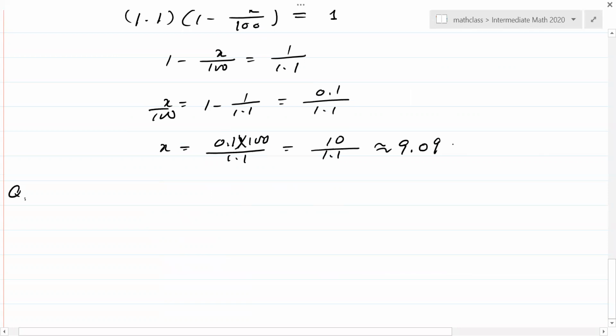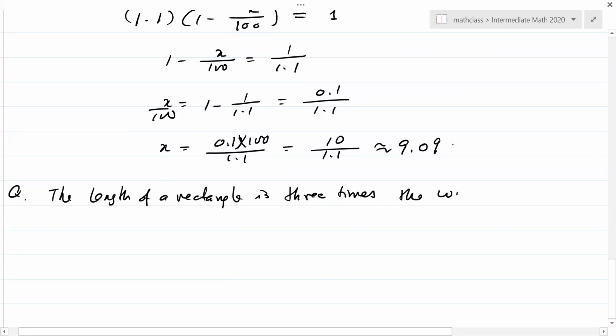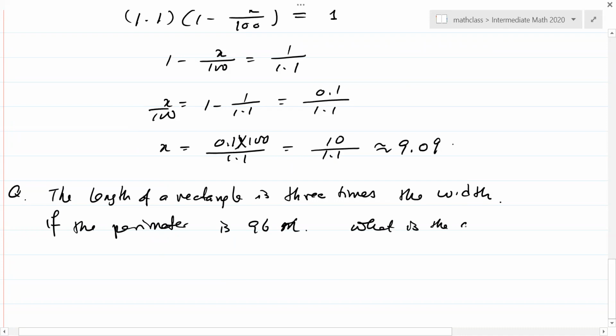Okay, this is a problem. We just solve a system of linear equations. The length of a rectangle is 3 times the width. If the perimeter is 96 meters, what is the area of the rectangle?